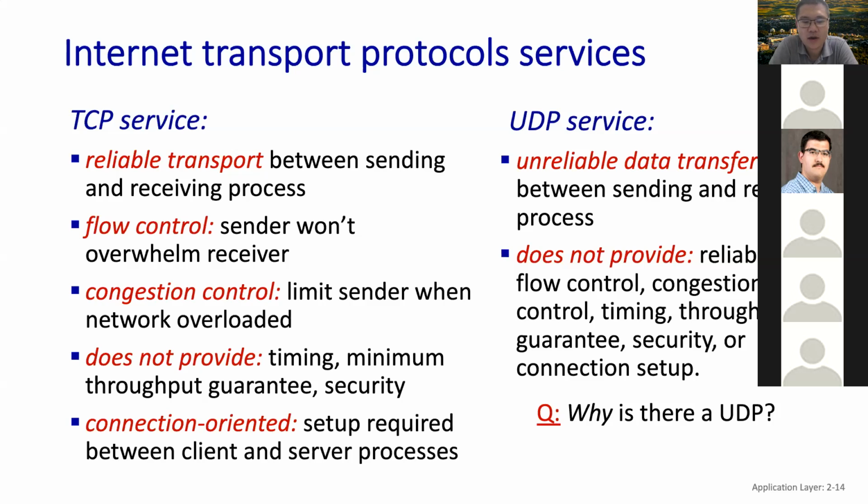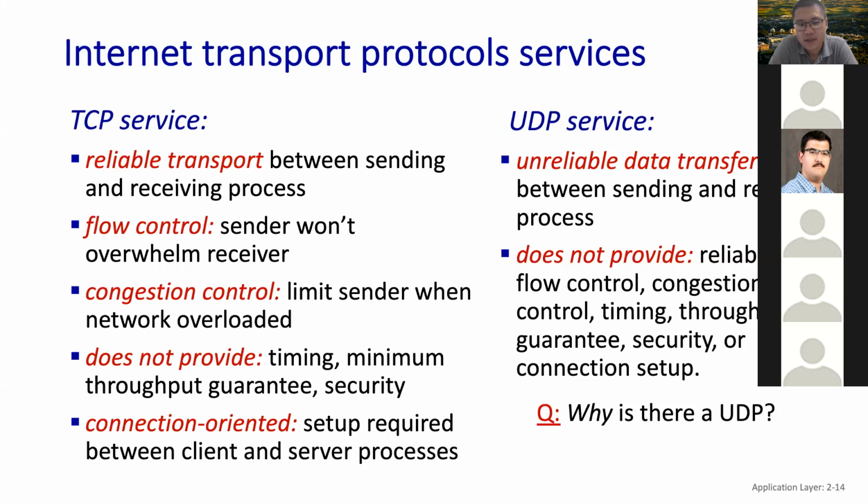And it has flow control. The sender won't overwhelm the receiver, so the receiver doesn't end up with a high number of packets in its queue, right? And it has congestion control. It limits the sender when the network is overloaded. But it cannot provide timing guarantees, minimum throughput guarantees, or security, right? So these are things the TCP cannot guarantee, okay?